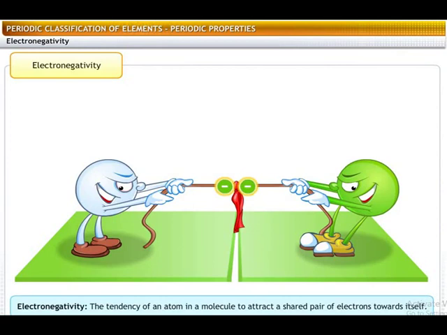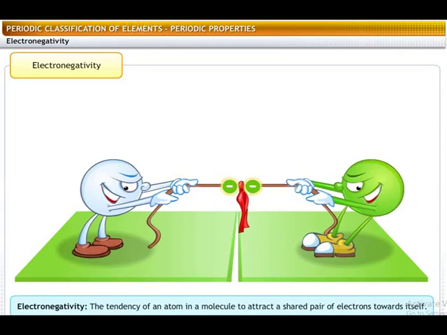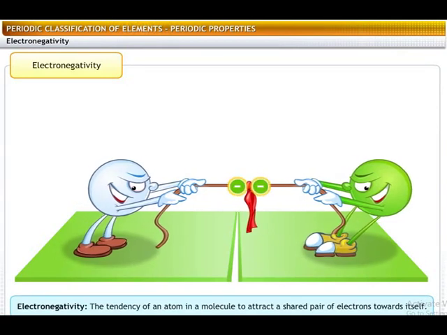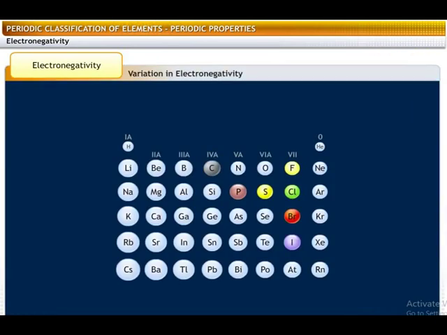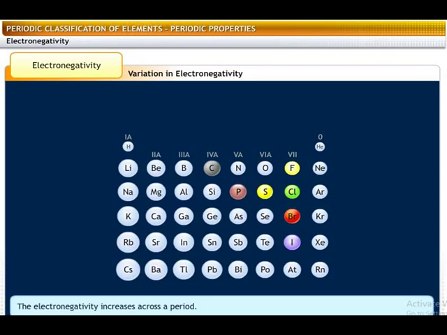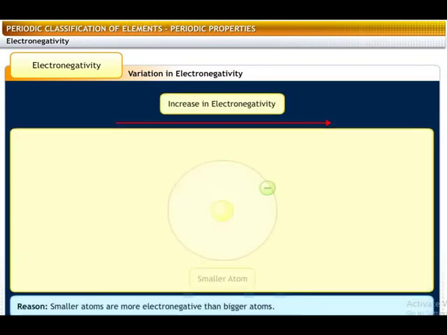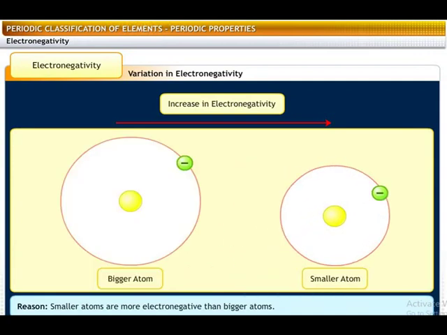Electronegativity is defined as the tendency of a bonded atom to attract the shared electron pair towards itself in a molecule. Note that this property is observed only in the atoms in a molecule. Let's review the variation in electronegativity in the periodic table. Across a period, electronegativity increases from left to right, as smaller atoms are more electronegative than bigger atoms.